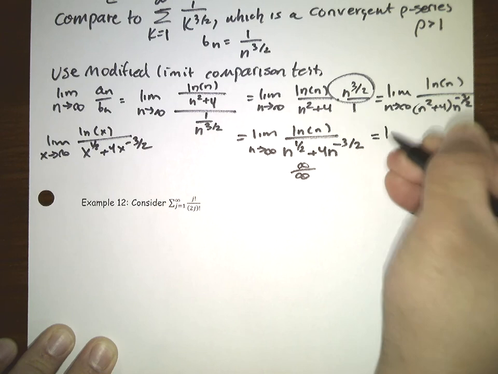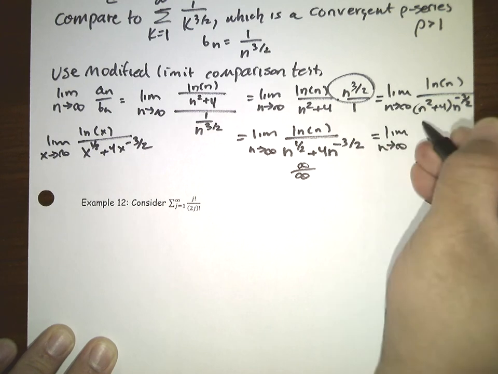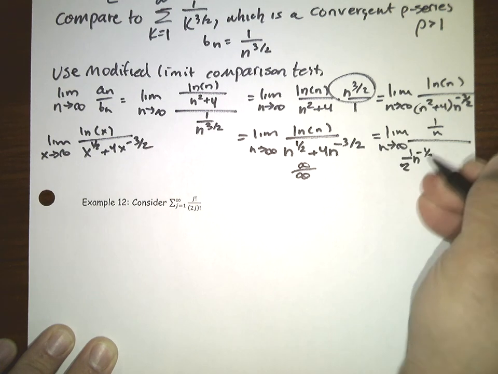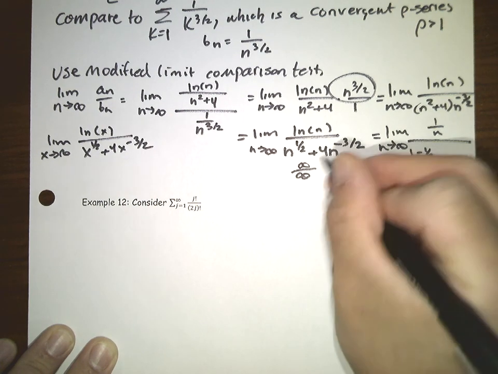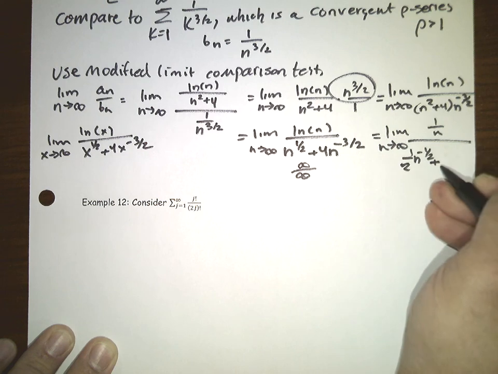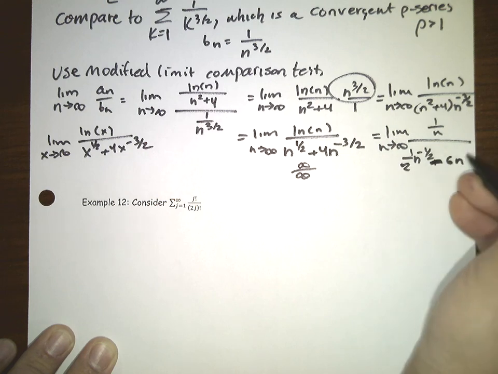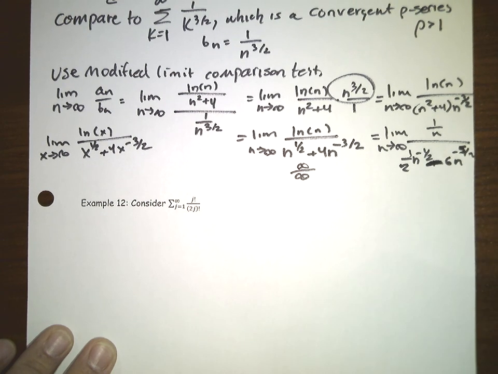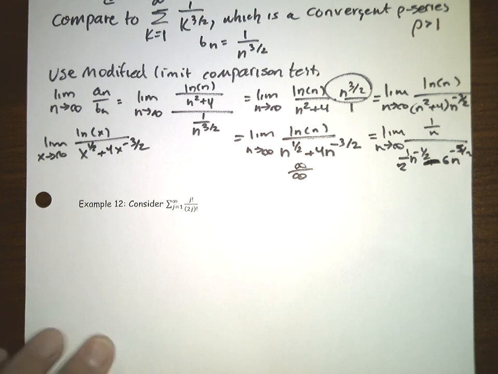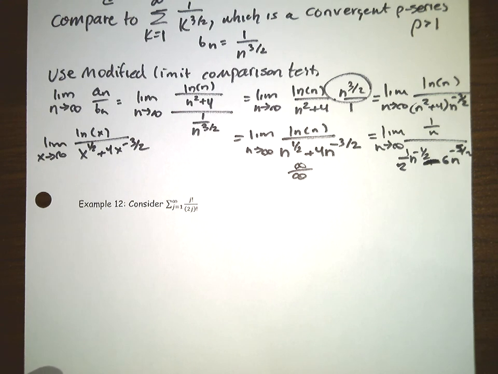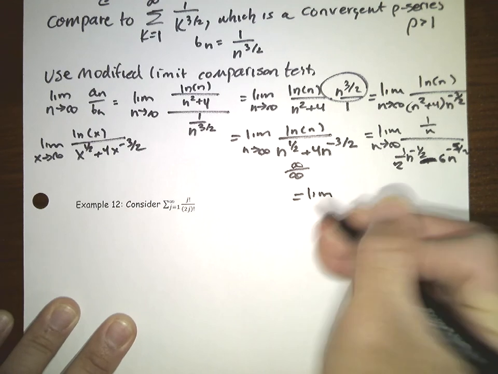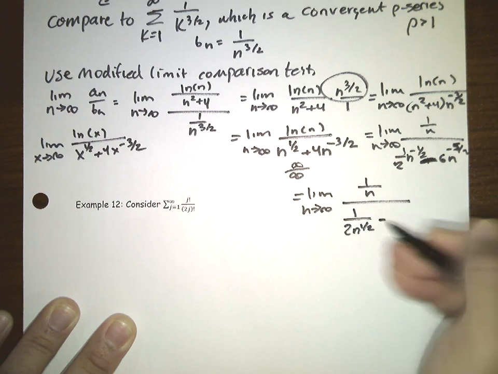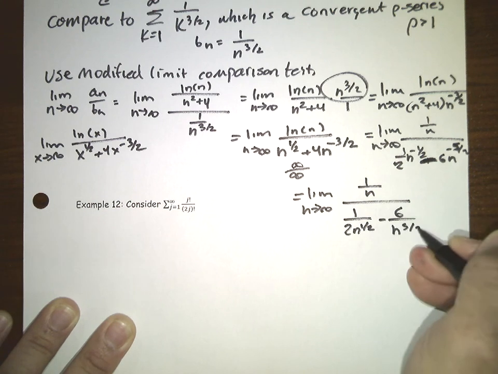So I have the limit as n goes to infinity, the derivative of natural log of n, 1 over n, and then I have 1/2 n to the negative 1/2 plus the 4 times the negative 3/2, that would be negative 6, so minus 6 n to the negative 5/2. And then I go ahead and simplify this. So this is going to be the limit as n goes to infinity of 1 over n over 1 over 2n to the 1/2 minus 6 over n to the 5/2.